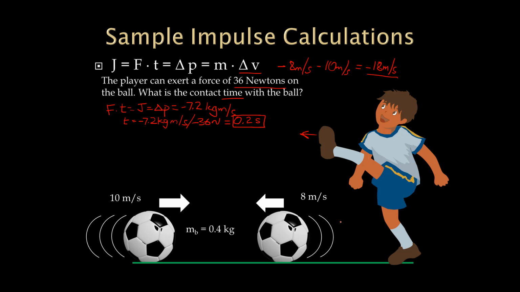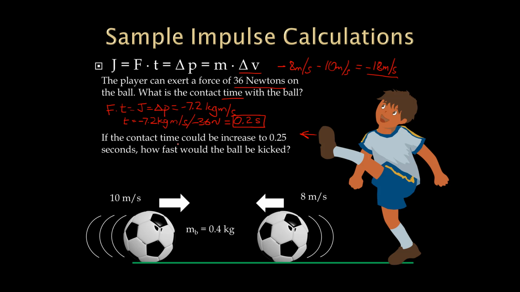Let's look at our follow-up question here. If the contact time could be increased to 0.25 seconds, how fast would the ball be kicked? One of the things that's often talked about in sports is follow-through. And what does follow-through do? It actually increases contact time with baseball, with tennis, and in soccer.